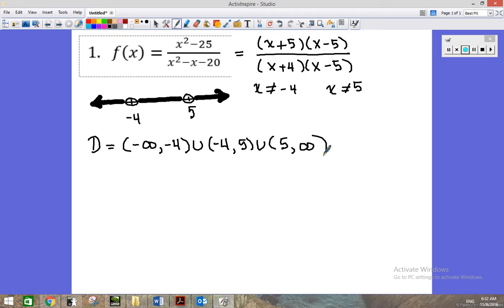Now, since these two values were excluded from the domain, as far as the graph, they're going to appear in the graph either as a hole or as a vertical asymptote. We can see that these common factors divide to 1, and this reduced expression only reduces provided that 5 is not in the domain. Otherwise you'd have 0 divided by 0, and 0 divided by 0 is not equal to 1. So the -4, the factor that remains in the denominator, appears as a vertical asymptote.